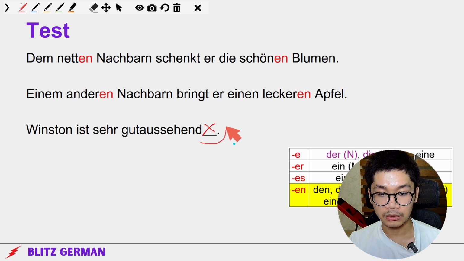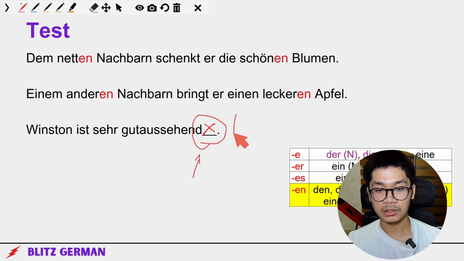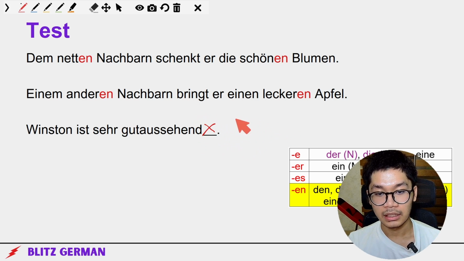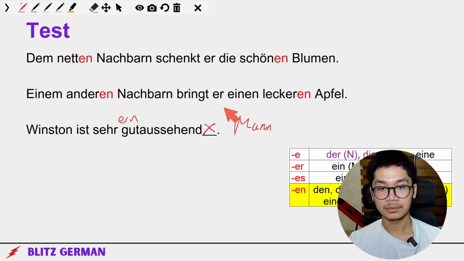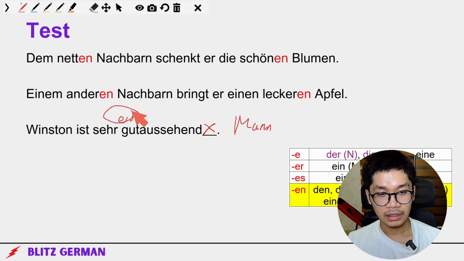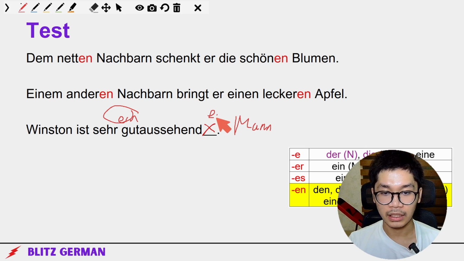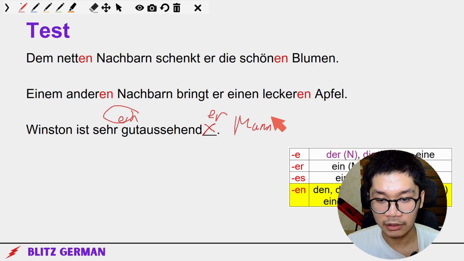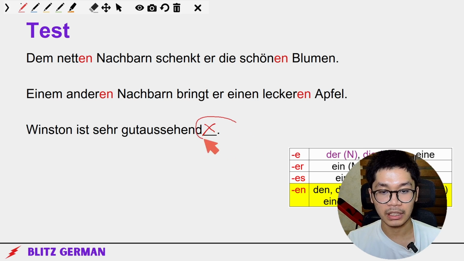The reason why we don't declinate this one is because there is no noun here. If there was a noun here, you have to declinate it. Let's say man. Okay? Then what's this? Ein, masculine oder neutrum? Masculine. You have to declinate it, but there's no noun, so you don't have to declinate it.